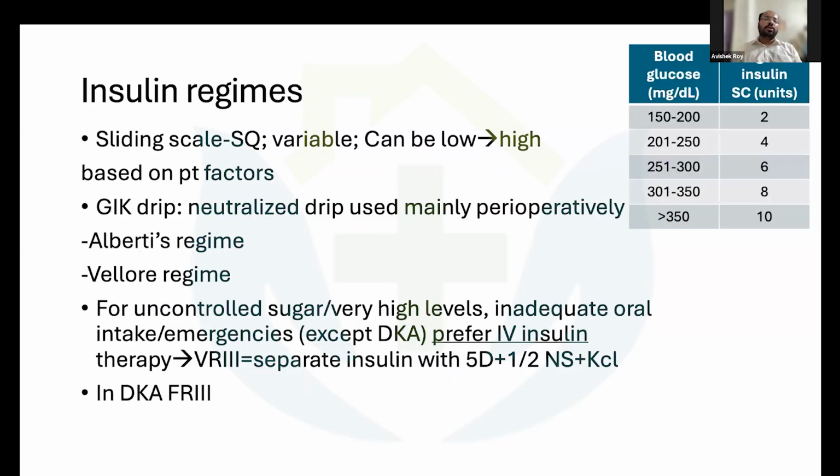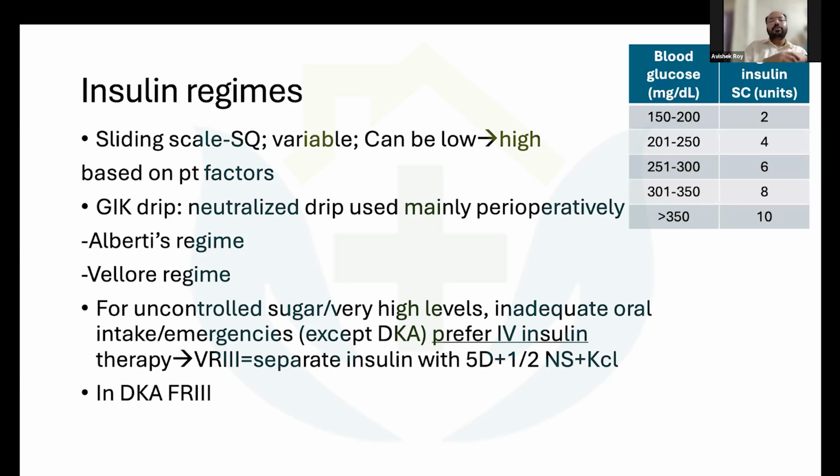Now coming to a bit of discussion on the insulin regimes. Insulin regimes can be of sliding scale. When the patient is not so sick, not on vasopressors, you can use subcutaneous insulin at a sliding scale. In a non-emergency, non-ICU setup, you can use a glucose insulin potassium drip. Any diabetic patient can be given a GIK drip. I'm wrong in saying it is DKA; it is a non-DKA patient.